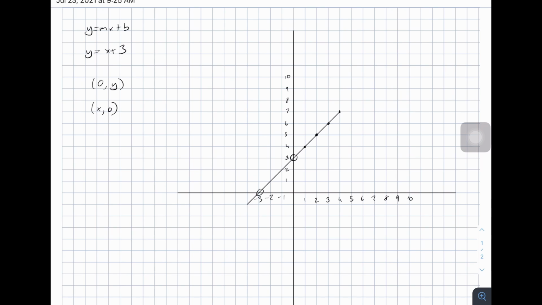As you can see, for the x-intercept, y is equal to 0, and for the y-intercept, x is equal to 0. It's an easy way to remember this.